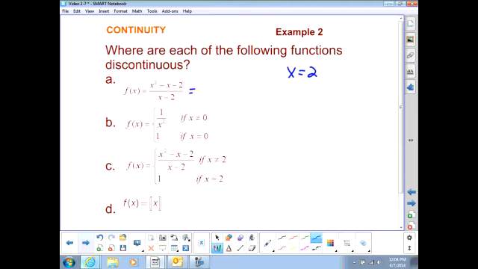So we'll want to factor the numerator, which factors into x minus 2 and x plus 1, all over x minus 2. The x minus 2's cancel out. So therefore, x equals 2 will be discontinuous, and we'll have a hole there.